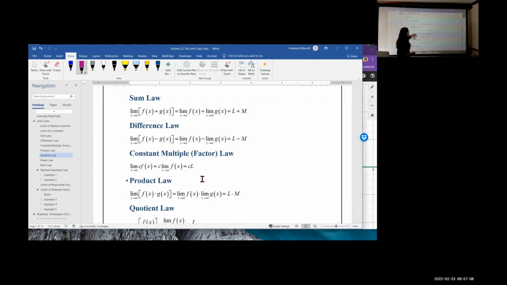All right. So the sum law just says if I have a function f of x and another function g of x, and I'm adding them together, then the limit of the sum is the sum of the 2 limits if I split them apart. So one way of writing this is the limit of a sum is the sum of the limits.